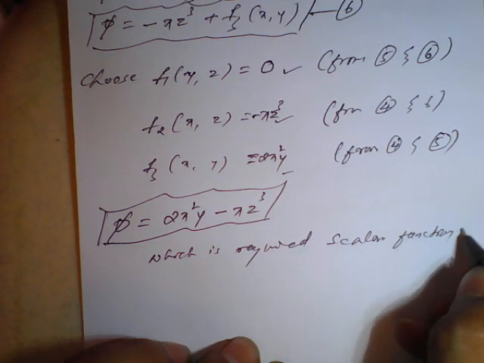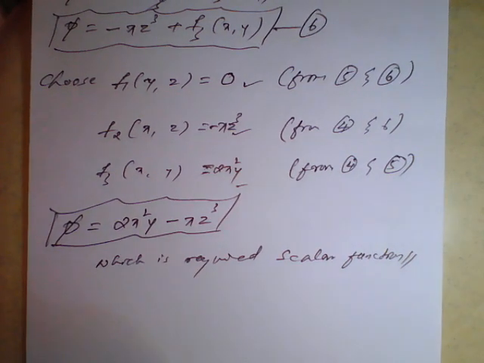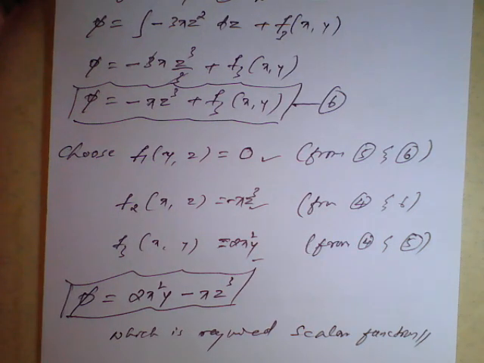So in this way we have to complete the examples. What we have done here is we first got the value using the condition of irrotational. Then we got the solution, a scalar function.